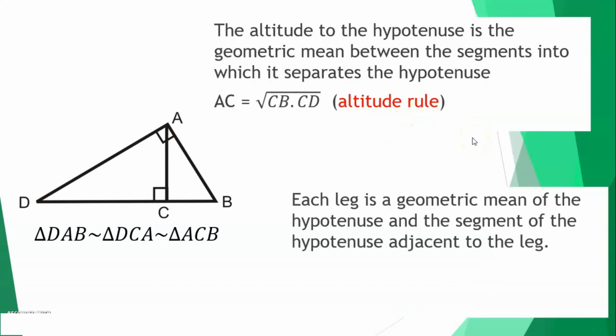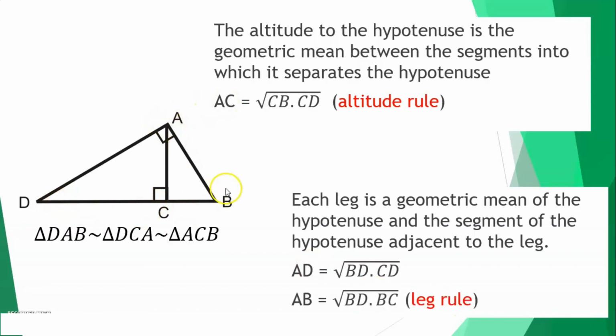The other one: each leg. The legs here are AB and AD. Leg AD, for example, is the geometric mean of the hypotenuse BD and the segment of the hypotenuse adjacent to that leg. In this case, adjacent to AD is CD. Now, the other leg is AB. AB is the geometric mean of the hypotenuse BD and the segment of the hypotenuse adjacent to AB, which is BC. So, take note of this.